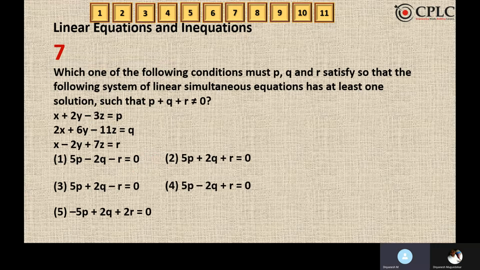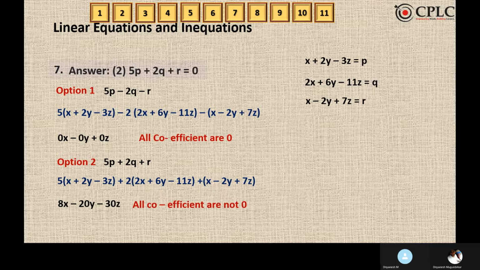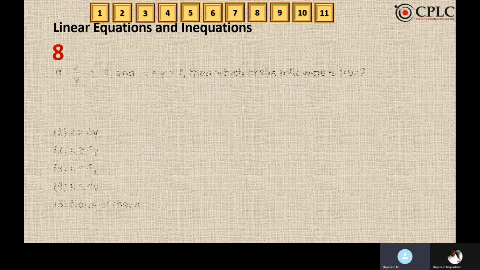The seventh one is not from your syllabus, which basically deals with three unknowns. So we'll skip that. No need to worry about that.